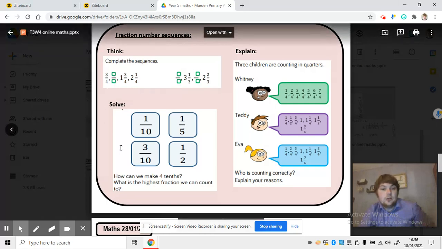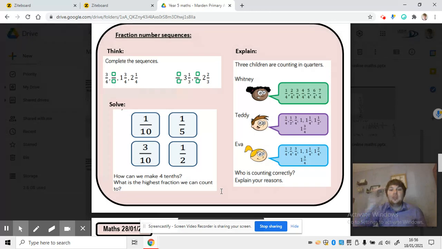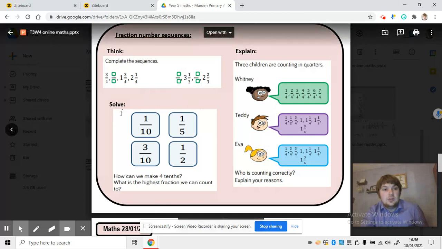And then on your solve, you've got 1/10, 1/5, 3/10, 1/5, and how can we make 4/10? Now, to make 4/10, this means that you might need to add 2 fractions here together, okay? Or it might be you look at making one of those fractions an equivalent fraction. I don't know how you want to do it, but we'd like to leave this up to you to see how you approach this. But how can you make 4/10?